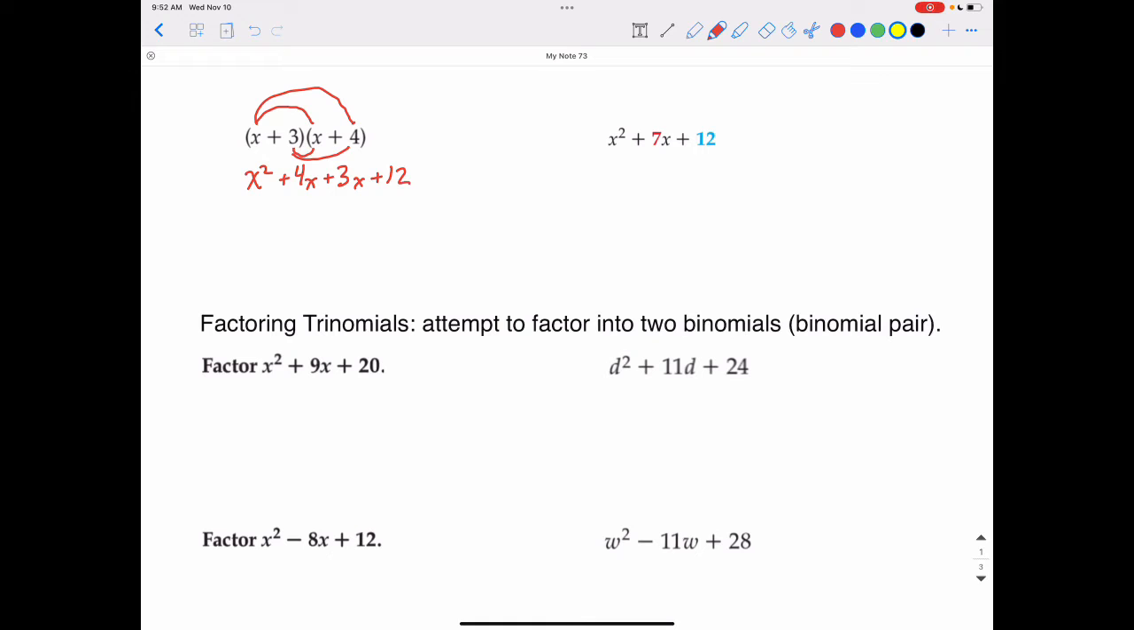And then we would add our like terms. 4x and 3x in the middle are like terms, and that adds up to 7x. And that would be our answer for the product of x plus 3 and x plus 4.